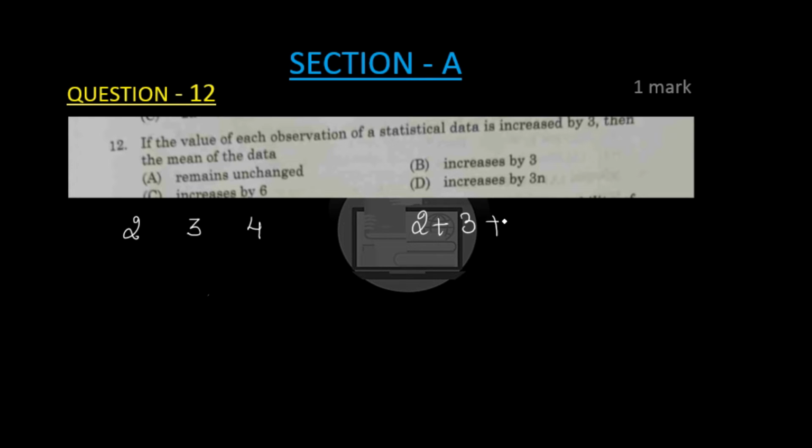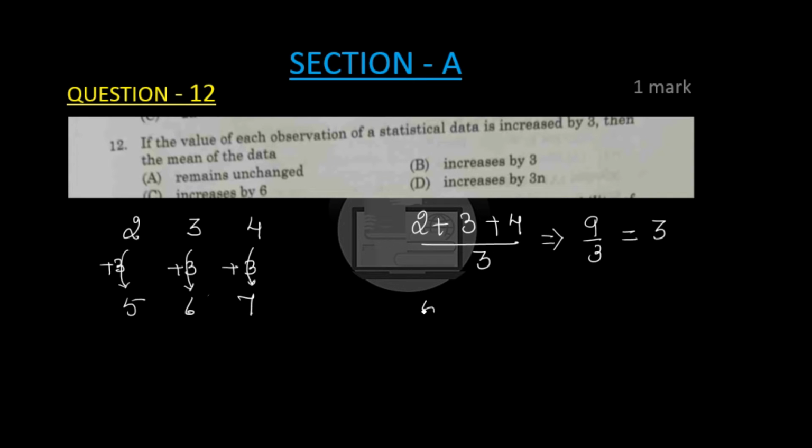Okay, now we find the mean of 2, 3 and 4. It is 2 plus 3 plus 4 divided by 3. Mean is the sum of the observations divided by the number of observations, which gives me 9 over 3, which is nothing but 3. Now what am I doing? Increasing each term by 3. So when I increase each term by 3, the new terms are 5, 6 and 7. And let me try to find the mean of it. 5 plus 6 plus 7. Still there are 3 observations. So this is 18 by 3, which is 6.